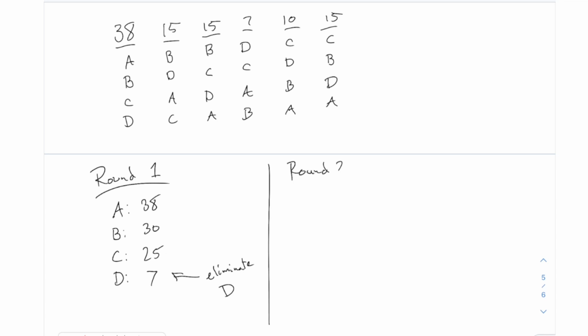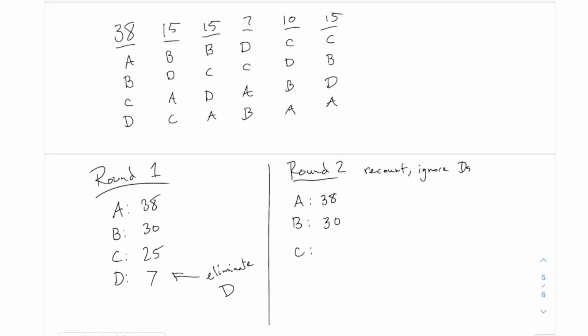Round 2, you recount, ignore the D's, right? Now, when I ignore the D's, actually, I'm still only counting the top position votes, right? And they're actually mostly the same because, for instance, A still has 38 votes in the top position. What matters is I'm going to eliminate this D here, and so C will get promoted up to the top on these ballots.